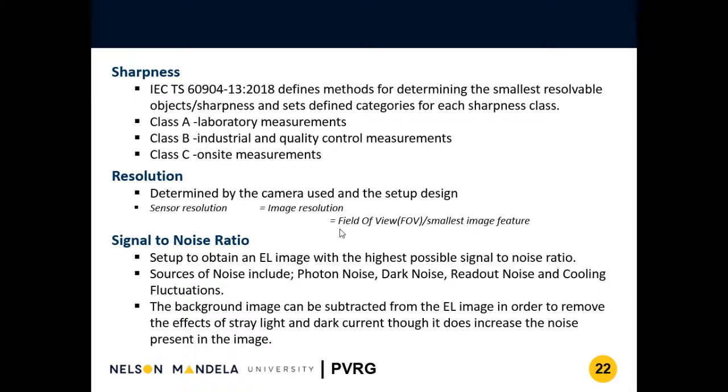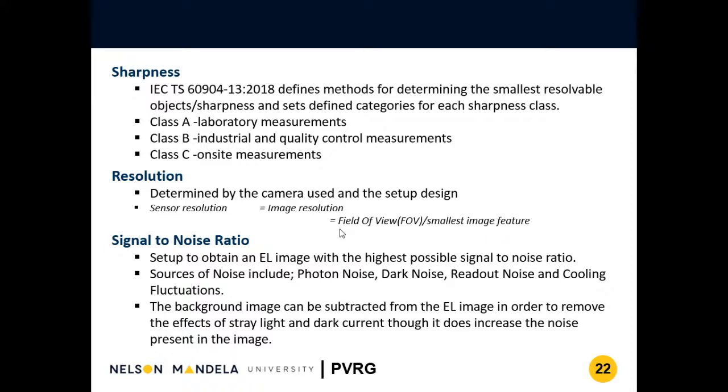The EL images presented so far in this presentation have all been laboratory quality measurements. Obviously, when you get to larger scale industrial on-site measurements, then your sharpness does not need to be as good. In an on-site EL measurement, you would really be looking for very significant areas of disconnection. You would not be picking up small microcracks from on-site measurements.